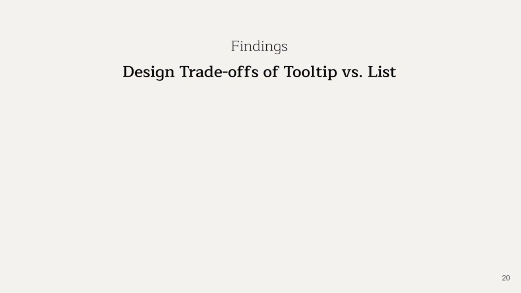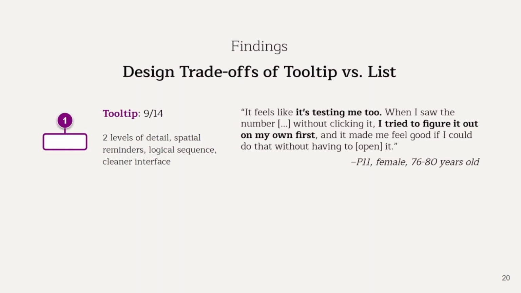Next, let's look at the comparison and design trade-offs between the two design candidates. Contrary to the evenly split opinions we received in the earlier design iterations, Tooltip was preferred by 9 out of 14 participants who appreciated that it provided 2 levels of detail, spatial reminders, clear logical sequence, and cleaner interface.